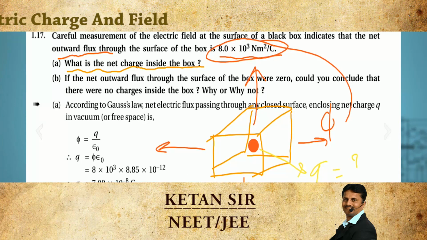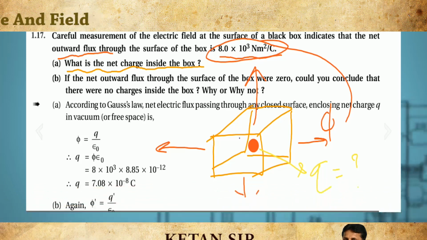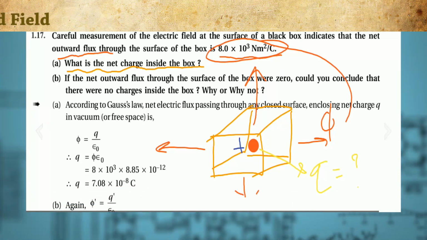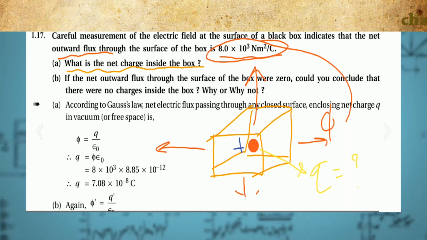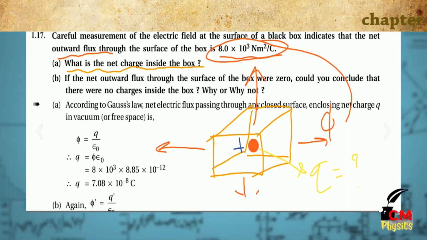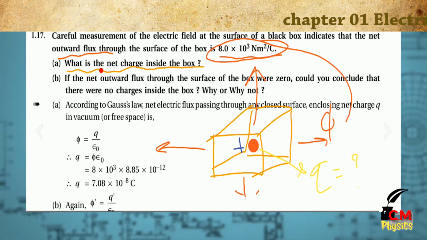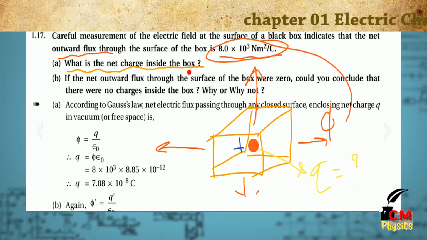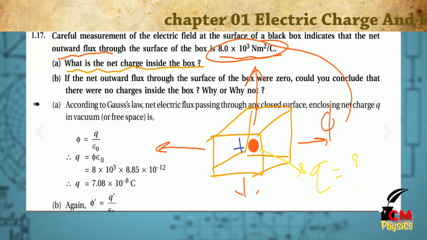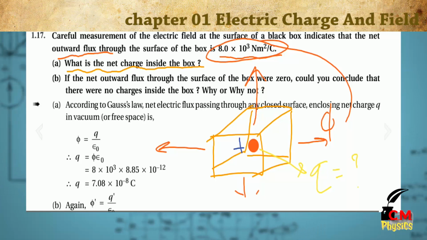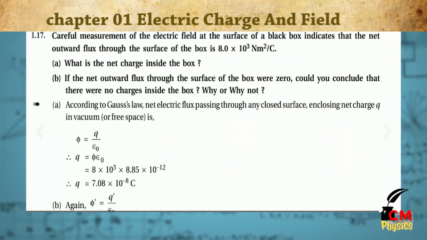Obviously, since the electric flux is outward, the value of charge is positive. The total value of flux is given as 8 into 10 raised to 3, and we want to calculate the net charge inside the box. You have to find the charge inside the box. Again, this is a question based on the Gaussian surface. It is a very important question. It is a very important theorem.